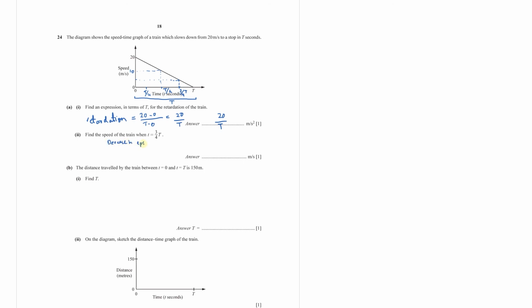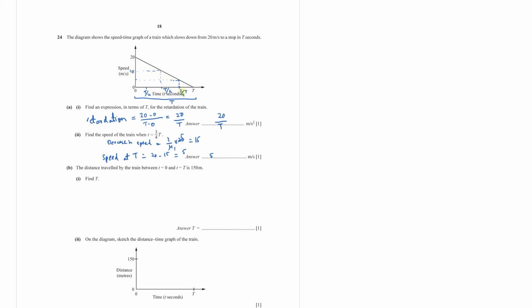So your decrease in speed would be 3 by 4 into, you started with 20. So your decrease was 3 by 4 times 20, which is 15. So that means the speed at 3T by 4 would be, you started with 20, you decreased it by 15, so you're left with 5. So your speed here is 5 meters per second. You basically directly, intuitively found it from the graph, where at the midpoint T by 2, your speed was half.